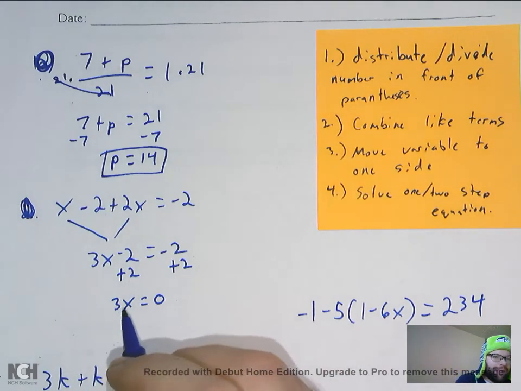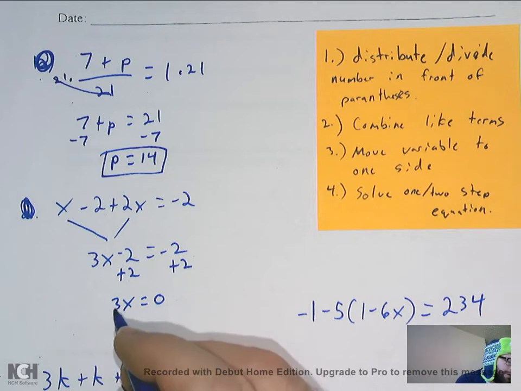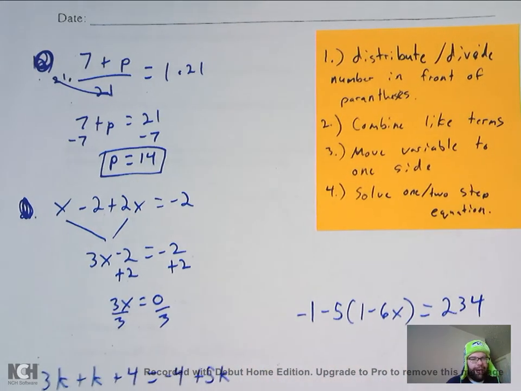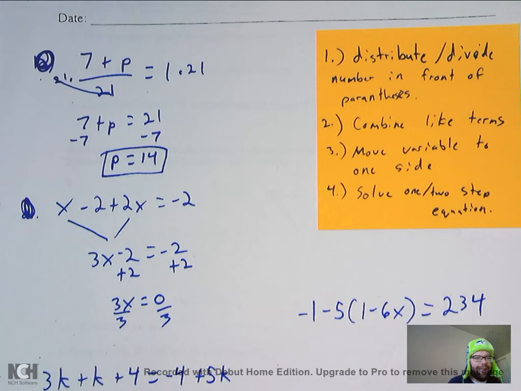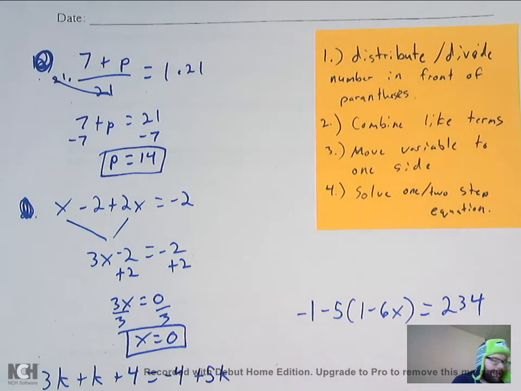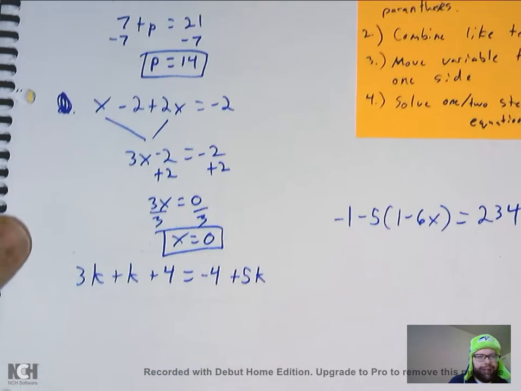So if I'm going to take this 3 and get rid of it, it's multiplying, right? So I'd have to divide. If I have nothing and I divide nothing 3 times, what do I have? I still got nothing. So x is going to equal 0. And that would be my answer. Okay? Not too bad still, right? Let's look at this next one.